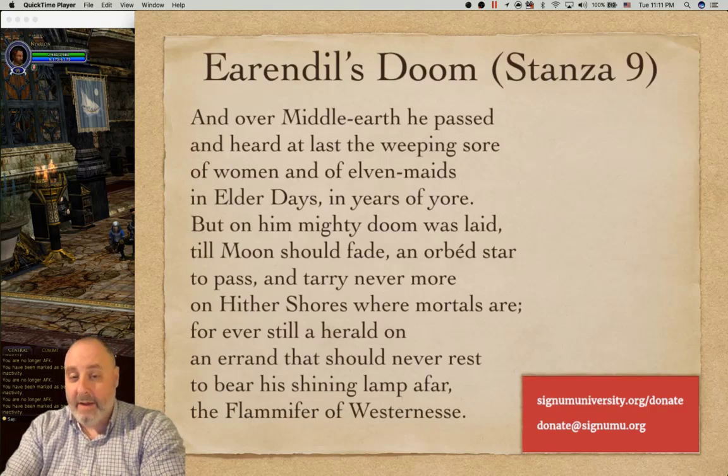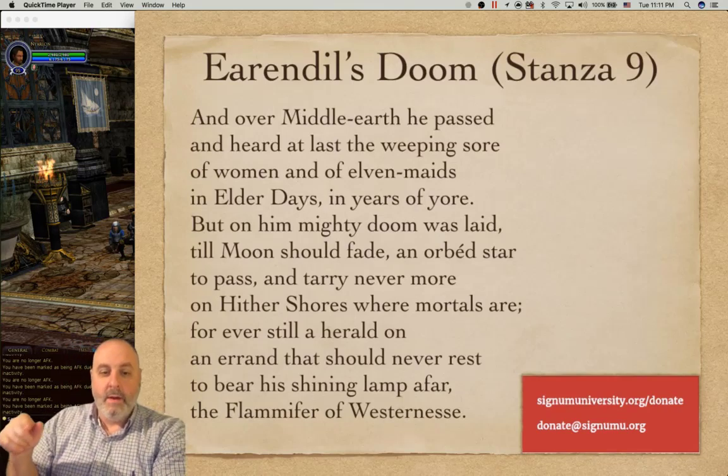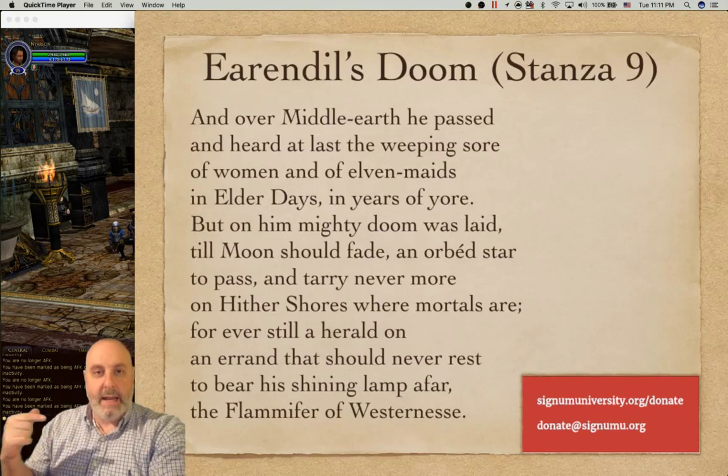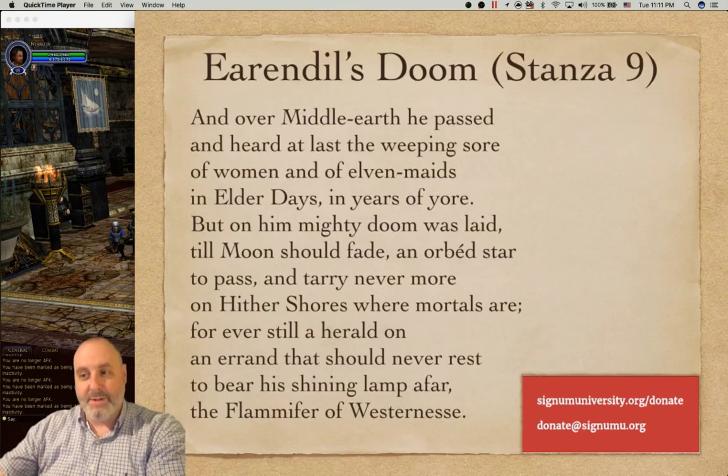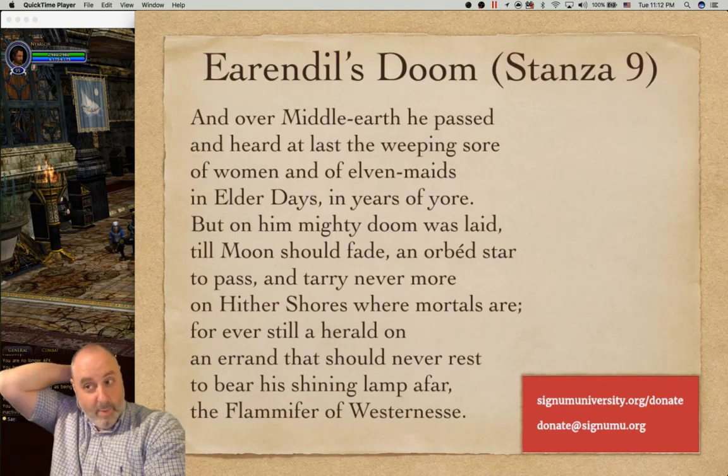Because that's his errand. His errand, the errand that should never rest, that one, is to bear his shining lamp afar. Which is why he's known as the flammifer of Westerness. I'll come back to Westerness in a second.